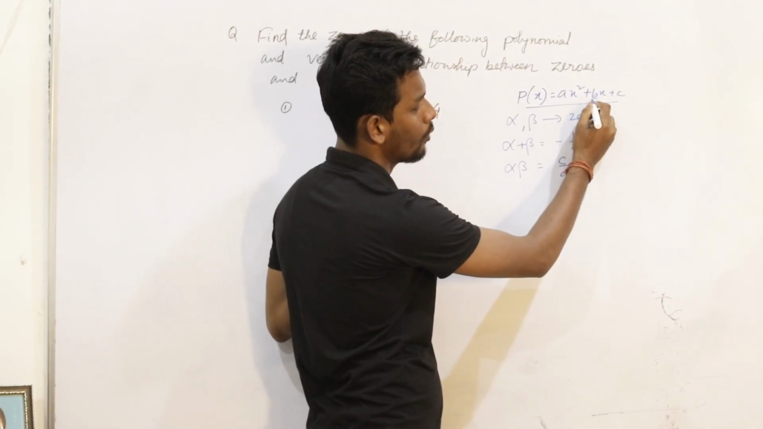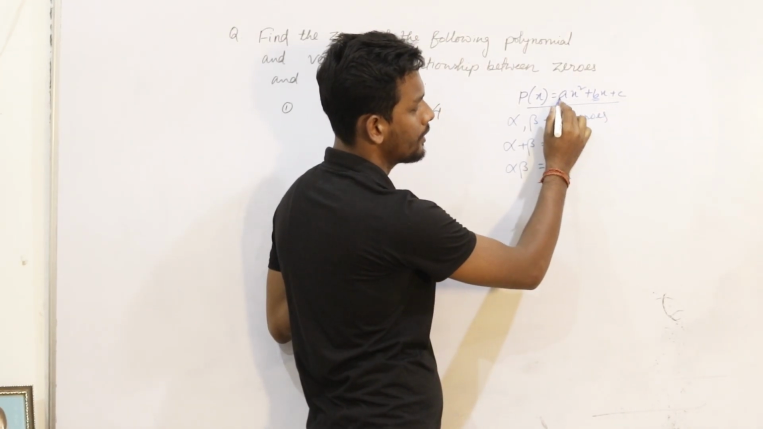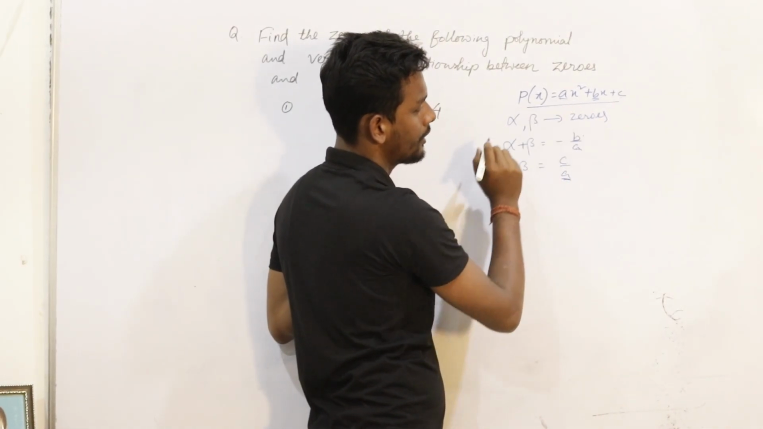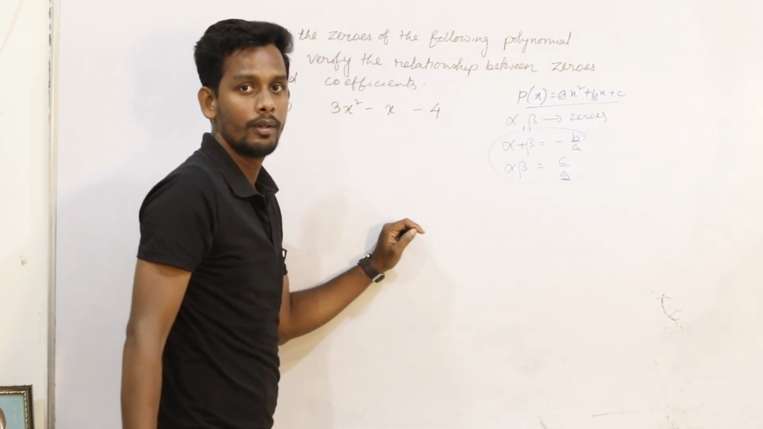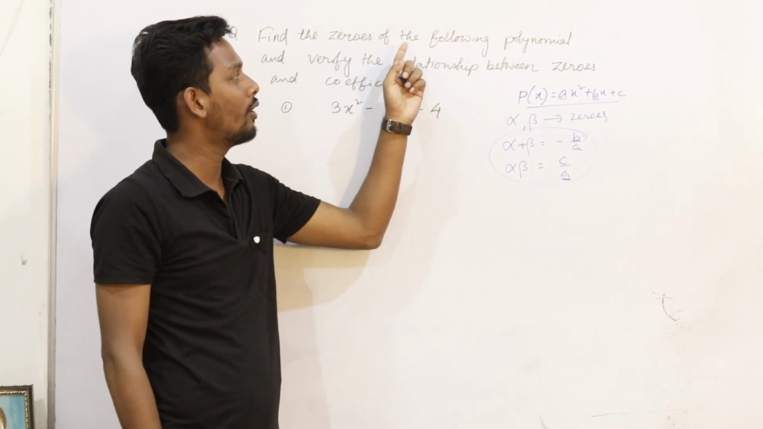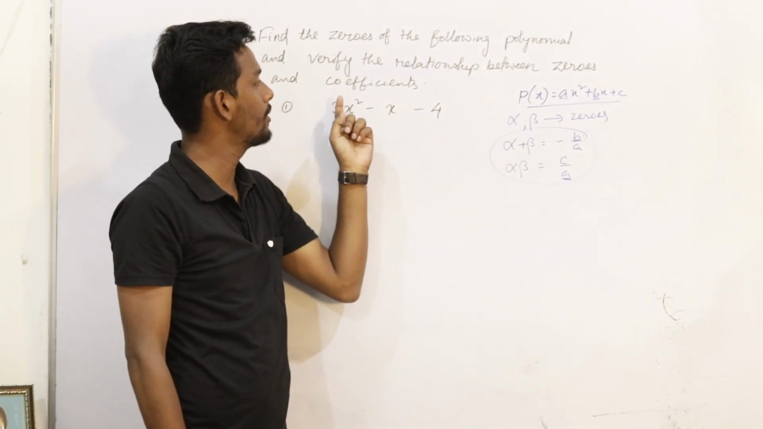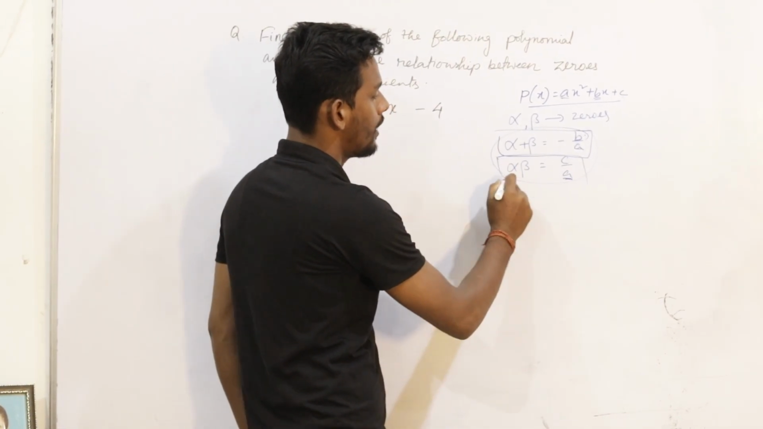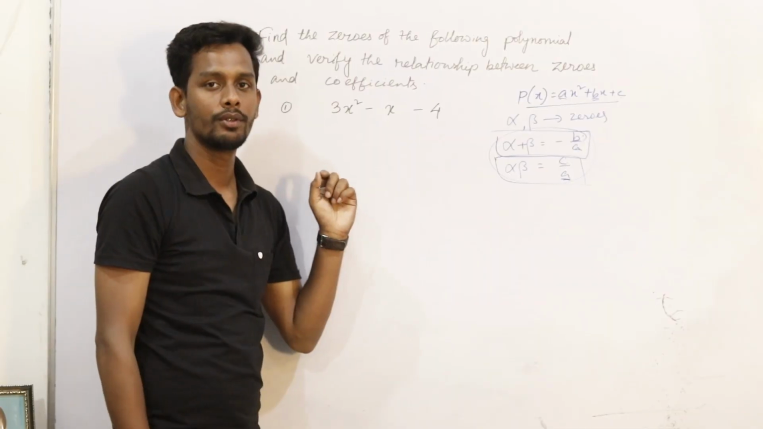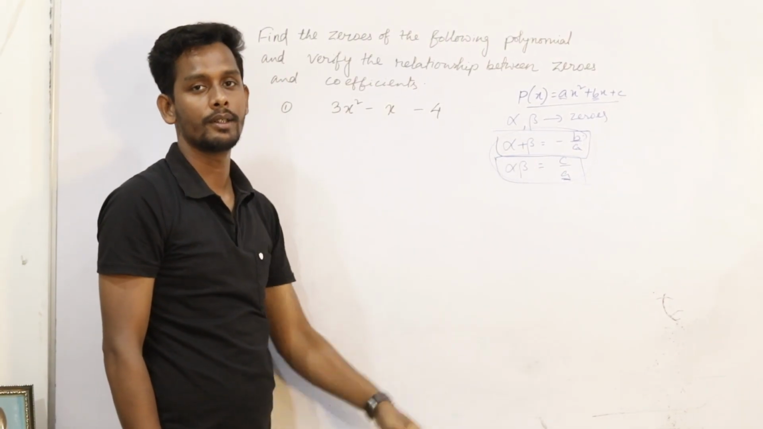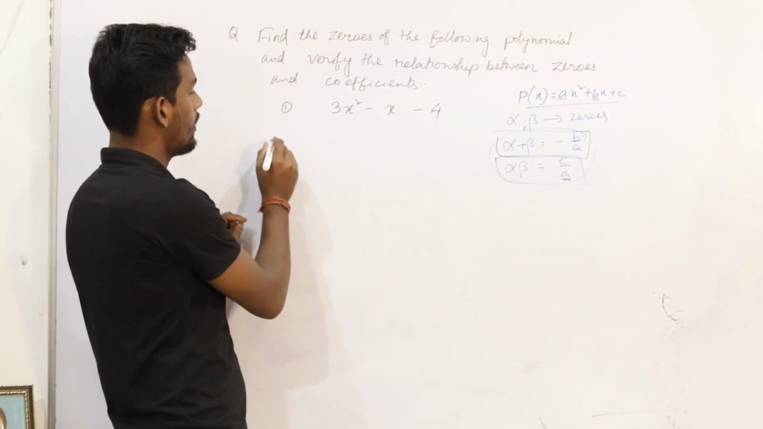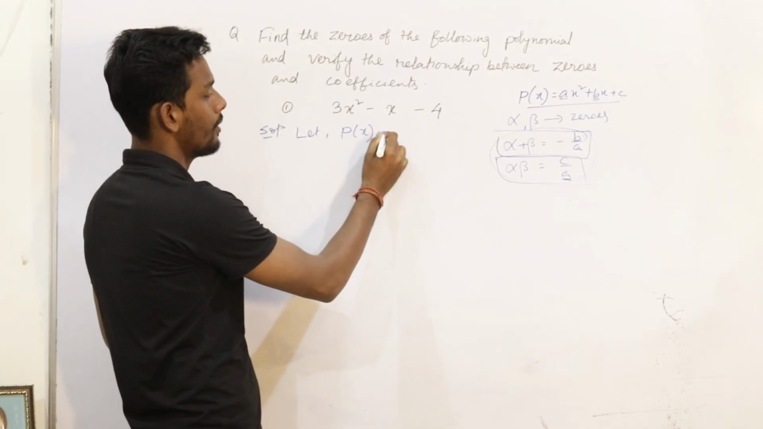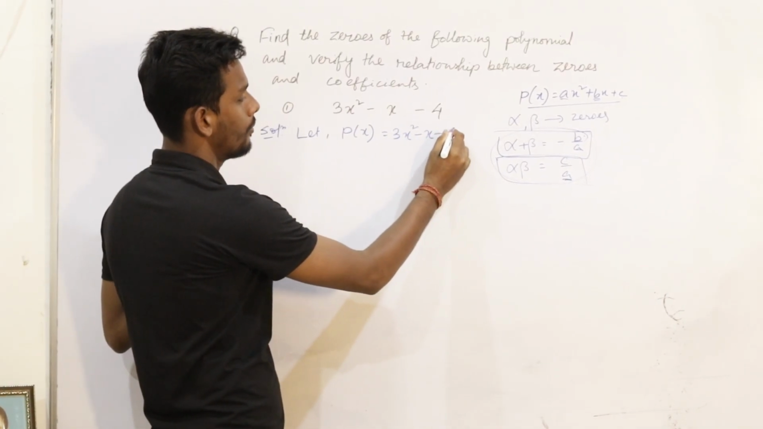What is b? b is the coefficient of x, a is the coefficient of x². What is c? c is the constant term, a is the coefficient of x². So in this question, first see the question: find the zeros of the following polynomial and verify the relationship between zeros and coefficients. This is the relation between zeros and coefficients. First you have to find the zeros. Okay, then you have to verify this relation. Clear? So for finding the zeros, first you have to take, say, this is p(x) = 3x² − x − 4.